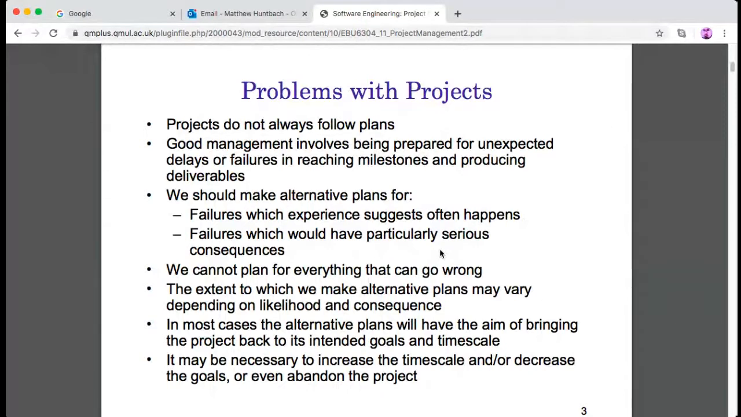So again, what I'm going to do is just go quickly through the slides to try to summarize what this is all about.